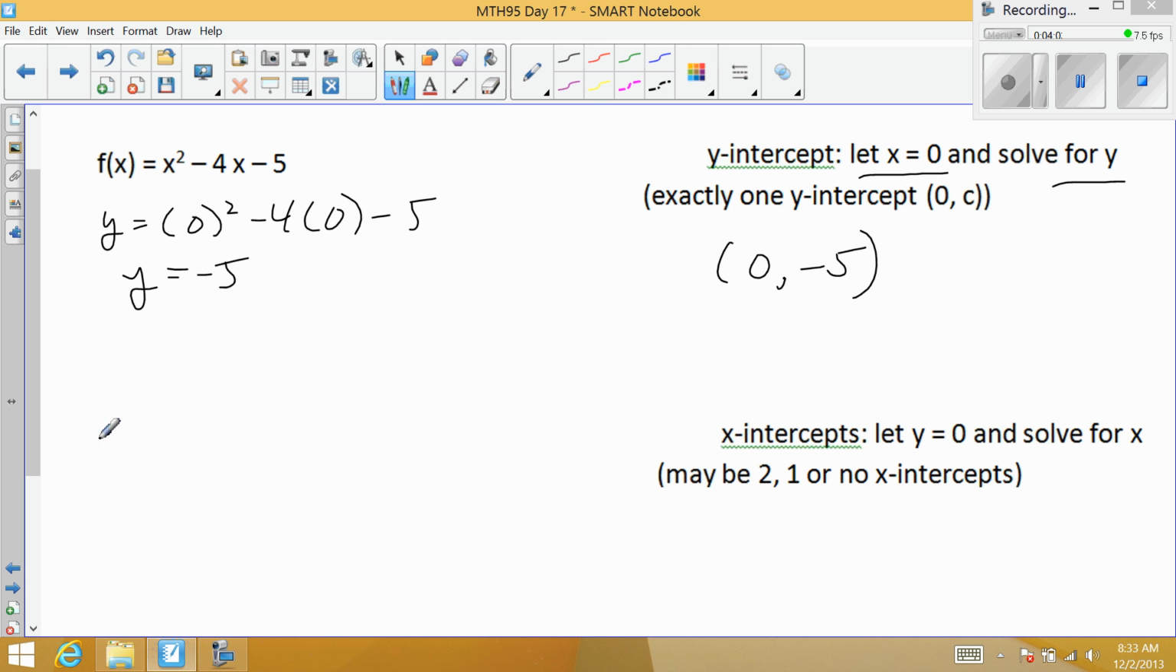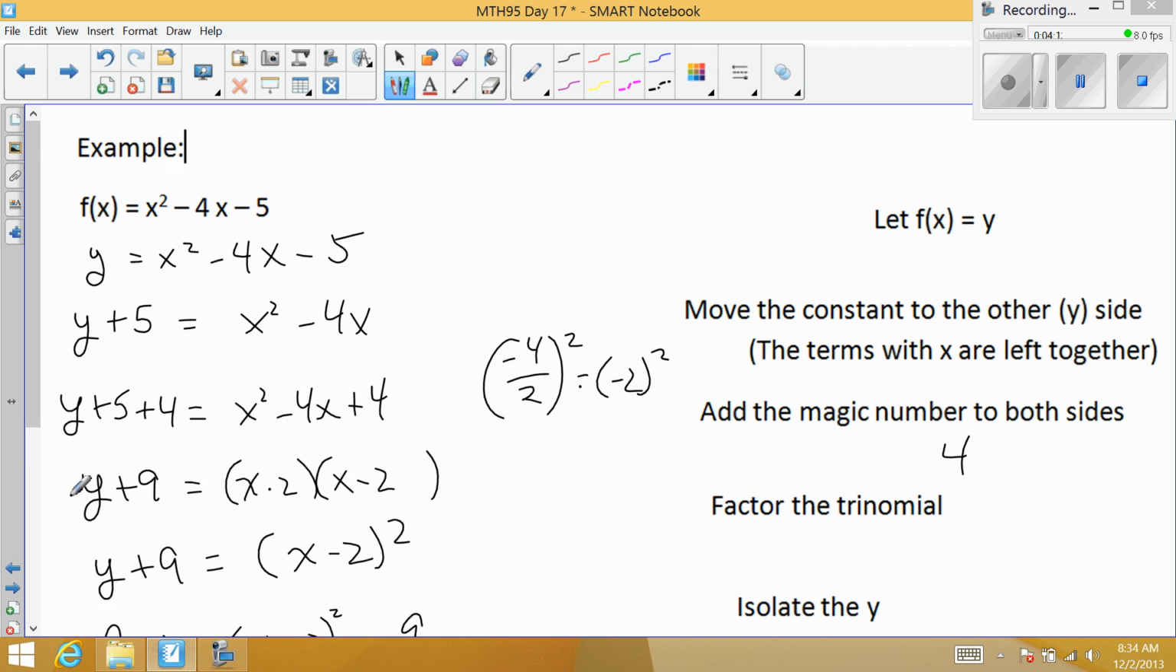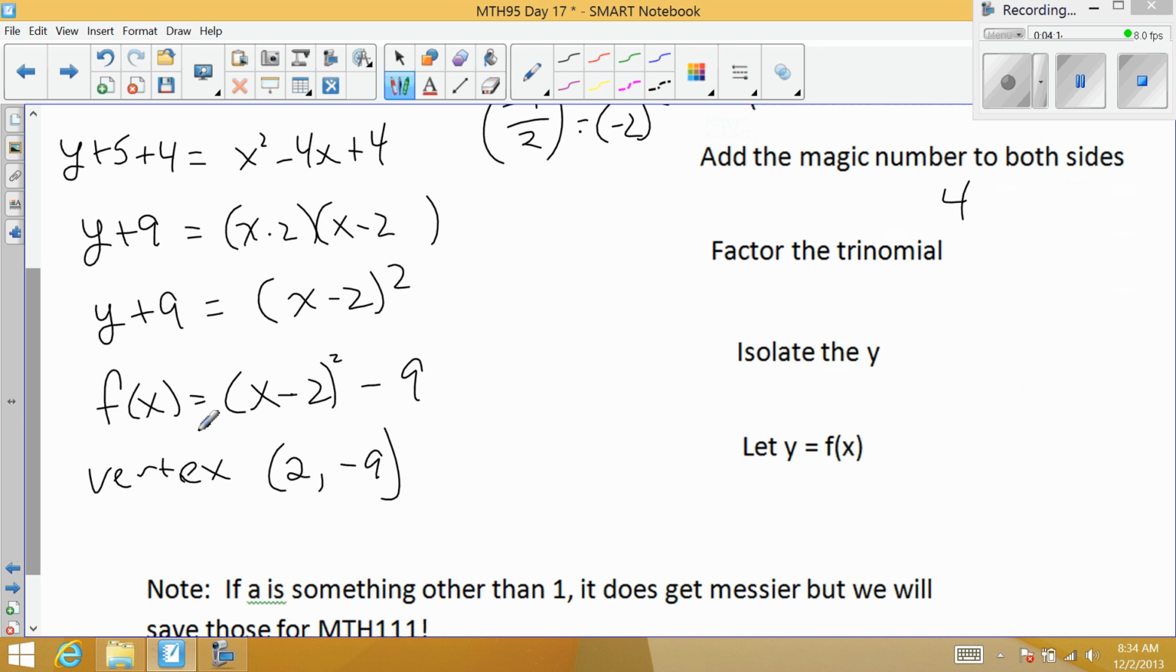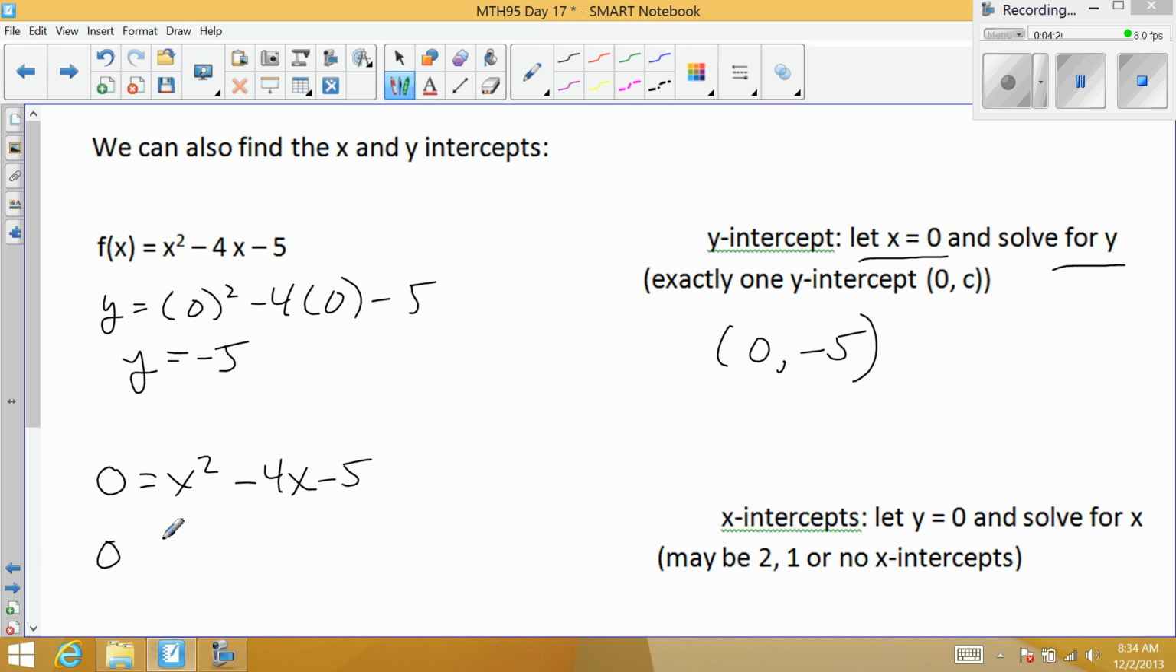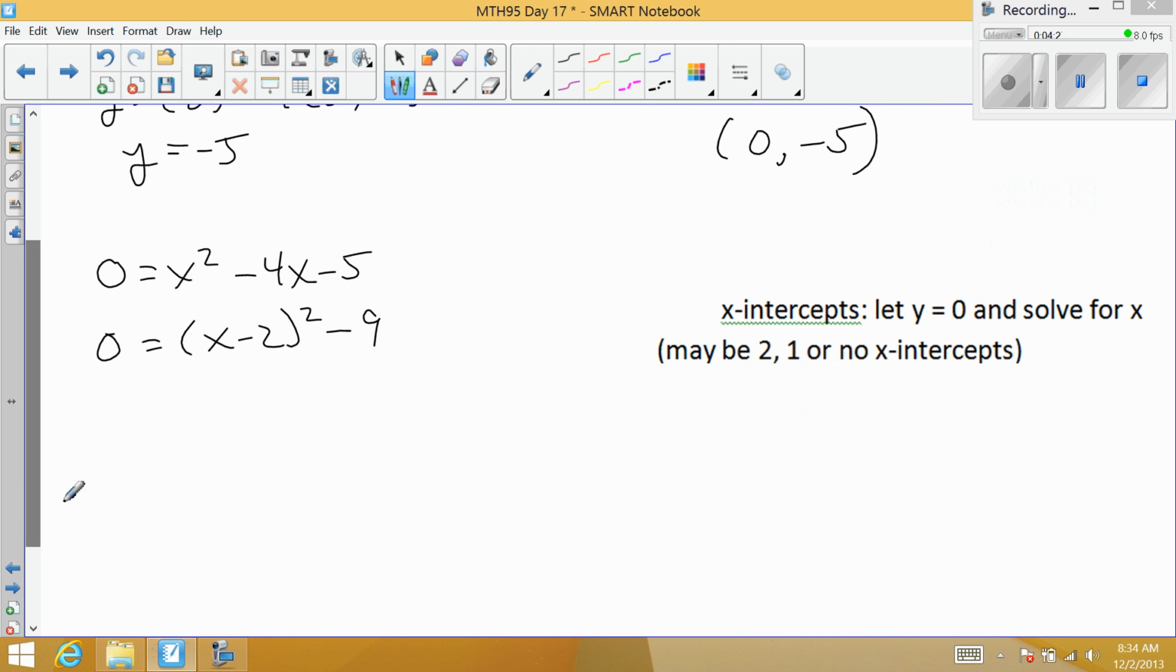So to let y equal 0, I think what will actually be a little easier is to use the other form. We completed the square and got f(x) = (x − 2)² − 9. So let's go ahead and use that form to solve, because they're equivalent.